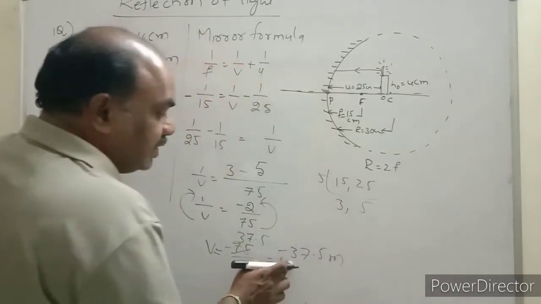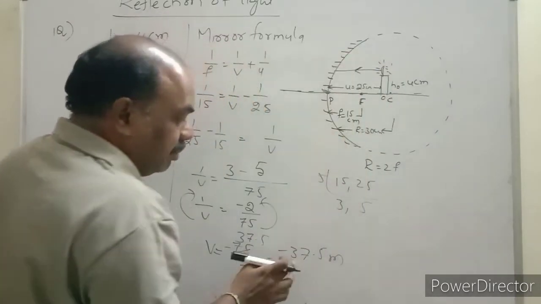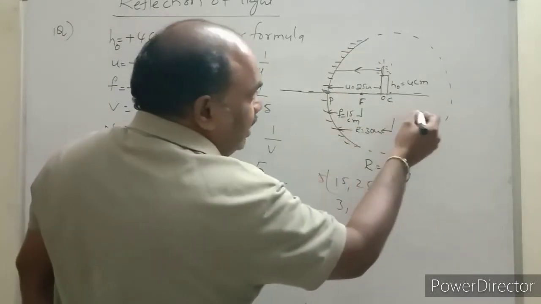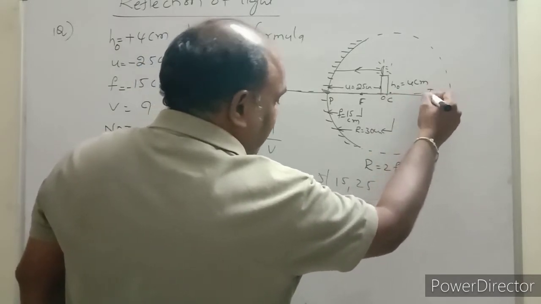What does it mean? Minus means in the opposite direction of the incident ray. The incident ray is in this direction. Minus means opposite to the incident ray. That means here is 30, and beyond it, here, the image forms at 37.5.